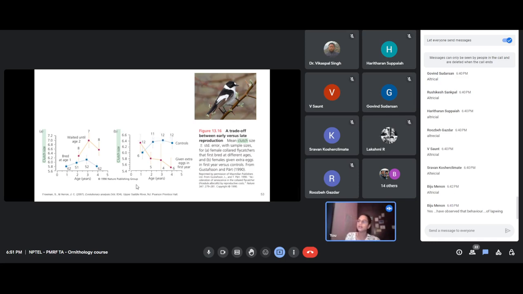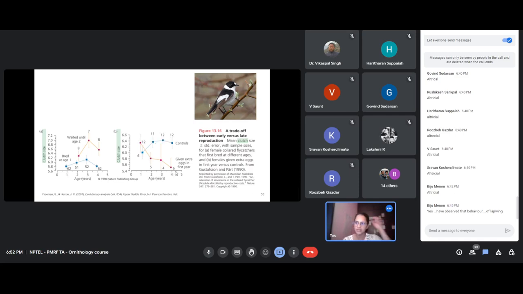So they divided all the birds that bred at age one into two sets. For one set of birds, they gave them extra eggs in the first year. But for the other set, they used it as controls, so they didn't do any experimental manipulation. And what they found was that the ones that were given extra eggs in the first year drastically reduced their clutch size in the subsequent years of breeding.